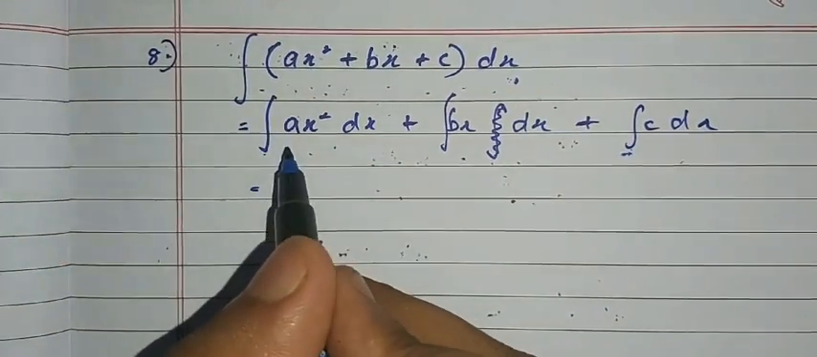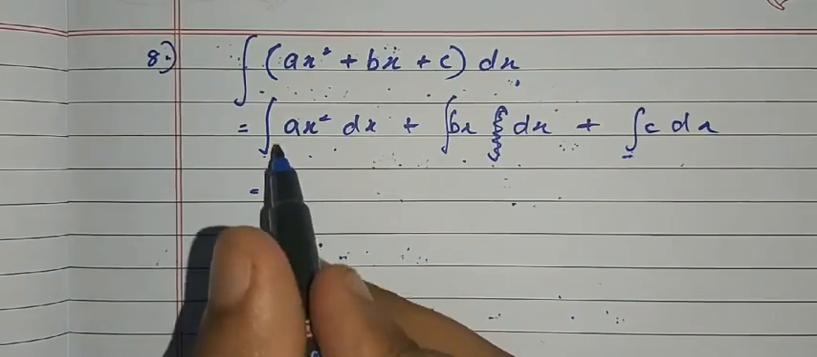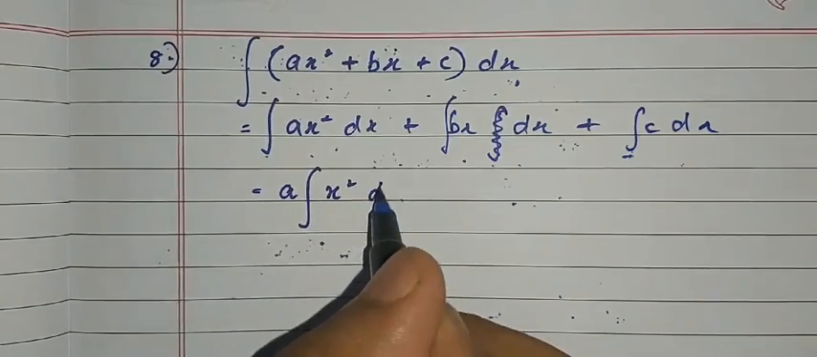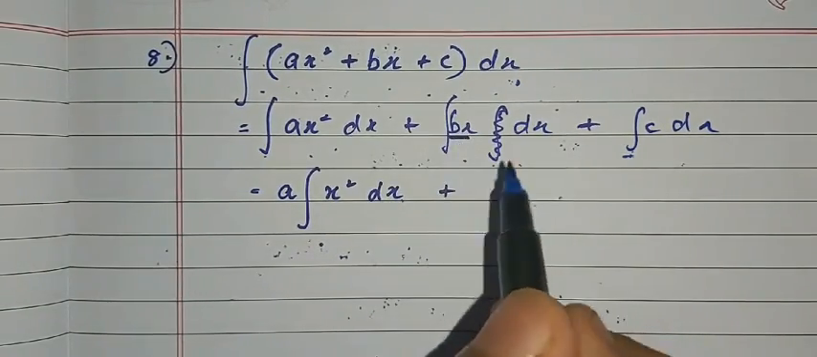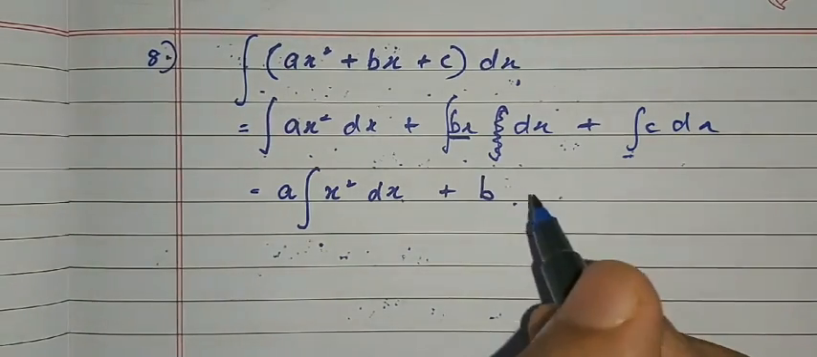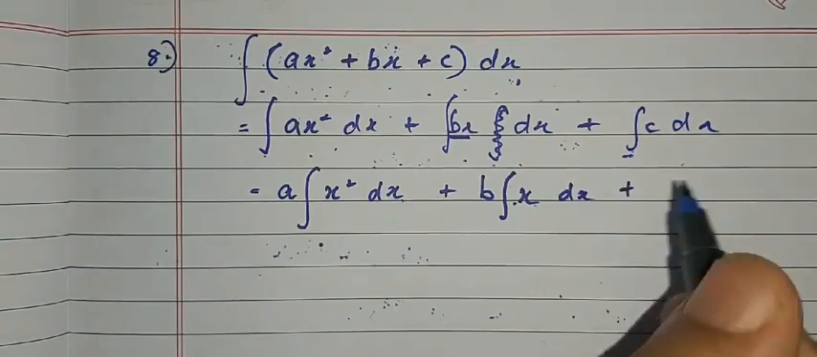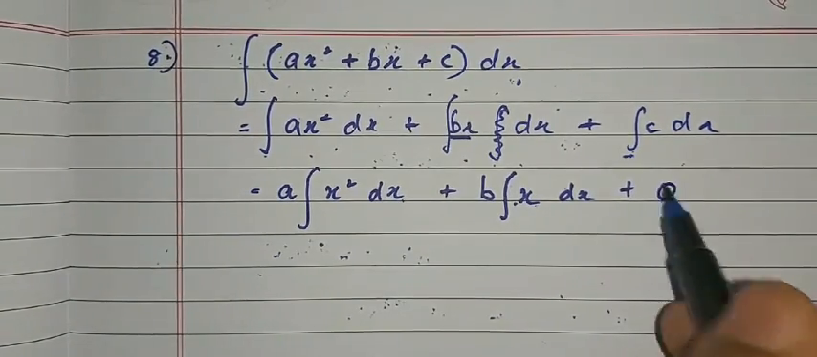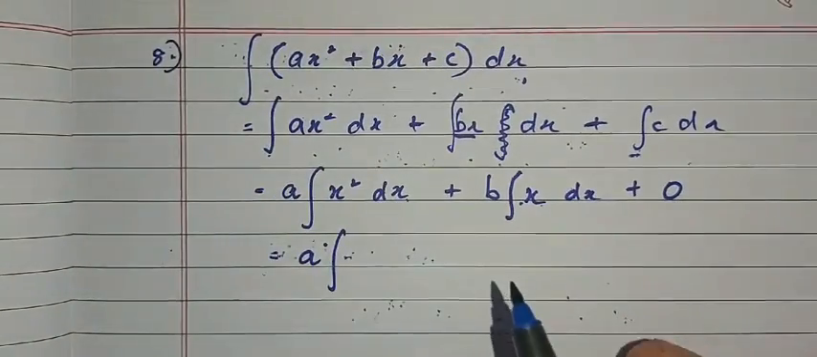Now a is not a variable, it is a constant, so we can take this a outside. So a into x square dx plus b is a constant here, so we can take this b outside. B into x dx. C is a constant, so what is the integral of c? It will be 0. Now we are going to integrate x square.